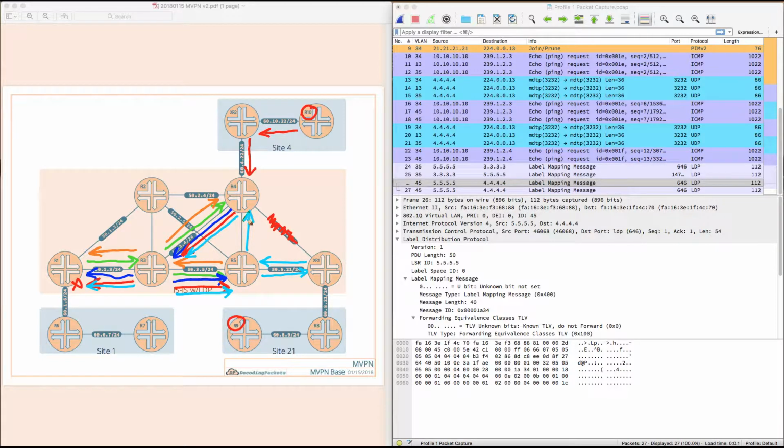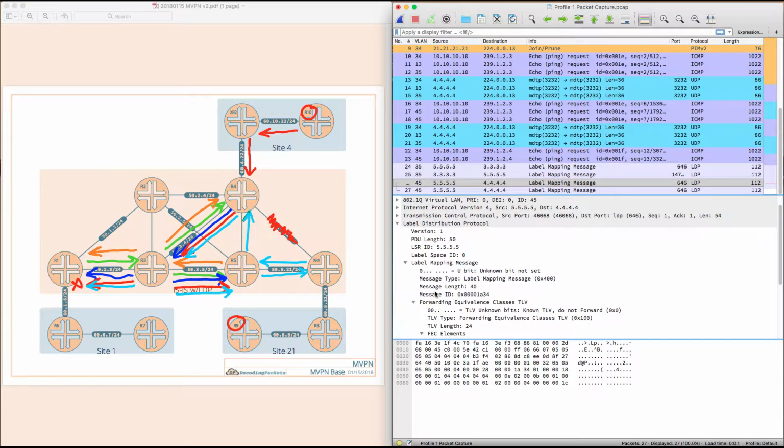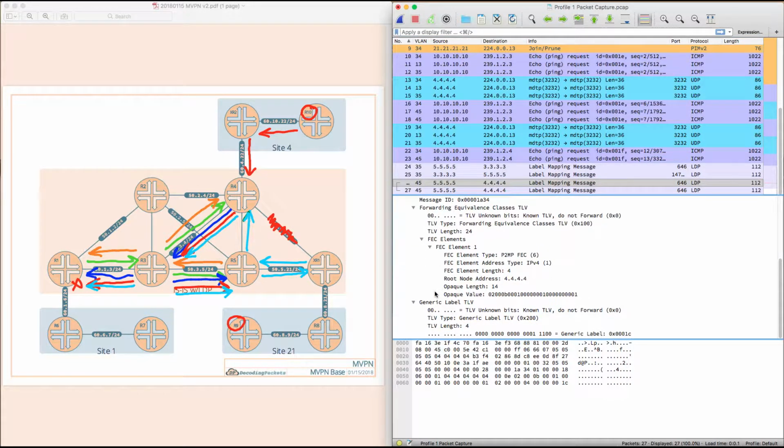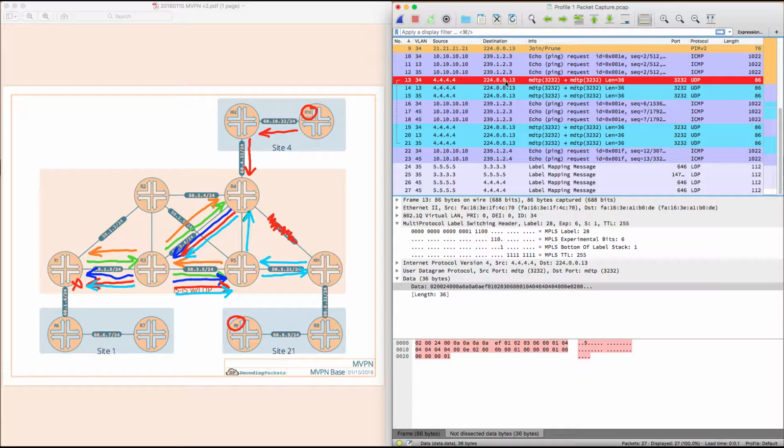So right here, because that interface is shut down, the shortest path from XR1 to R4 is via R5. That's why you see this particular message for P2MP signaling on VLAN 45 and not on VLAN 421, which would have been the normal case. So this is a label mapping message. Now, this particular message is not going to signal which group or which C-S,C-G you want to join, because that signaling was already done up here.